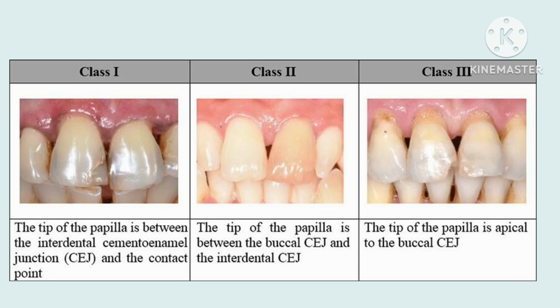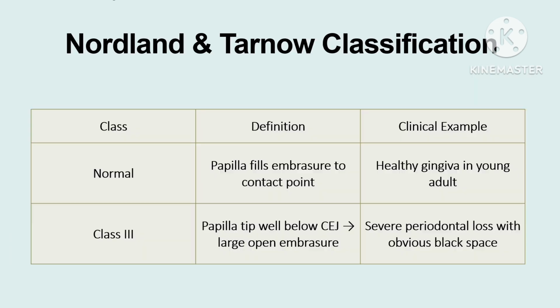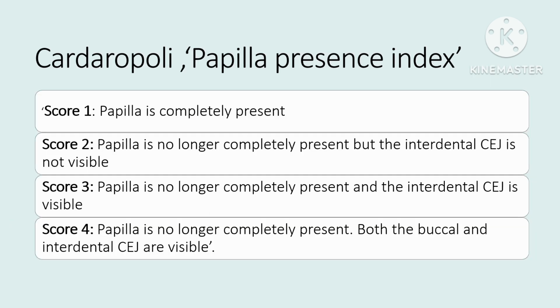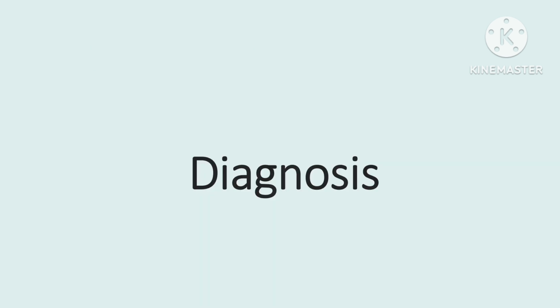In class 3 loss, the papilla tip is at or below the facial cemento-enamel junction, representing severe papilla loss with a large unaesthetic space. Tarnow predicts papilla fill based on bone to contact distance, whereas Cardaropoli's papilla presence index assesses papilla clinically, scoring from 1, fully present, to 4, which is complete loss with the cemento-enamel junction visible.